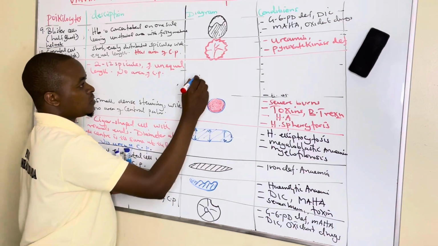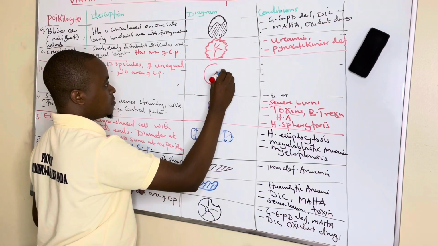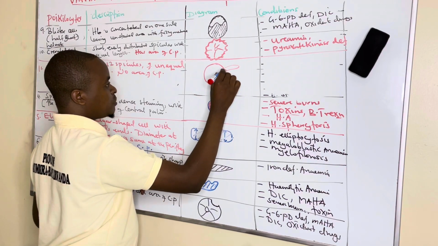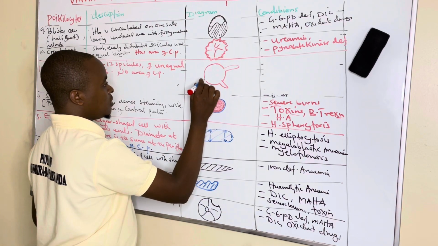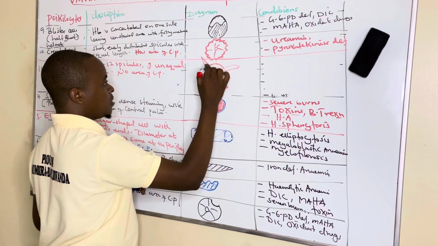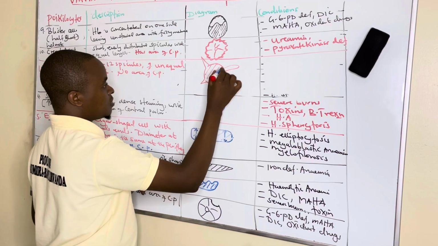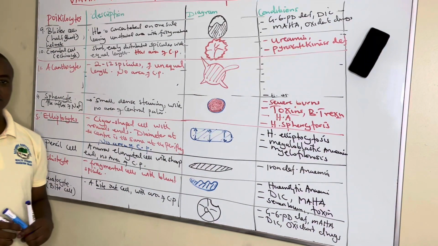In these cells, if this is a red cell, here it has a spicule, then it has another one here, it has a short one, it has another long one, with no area of central pallor. This is what is known as an acanthocyte.